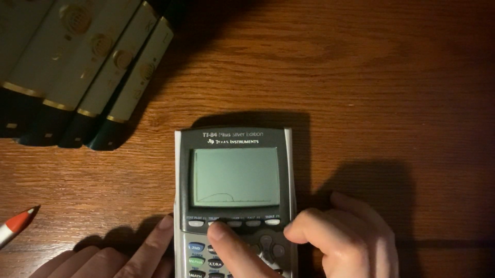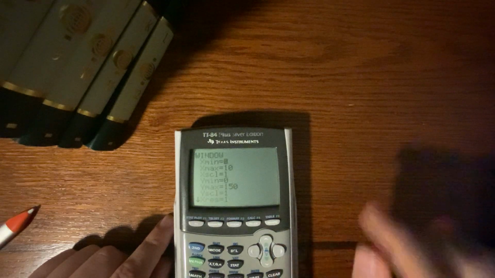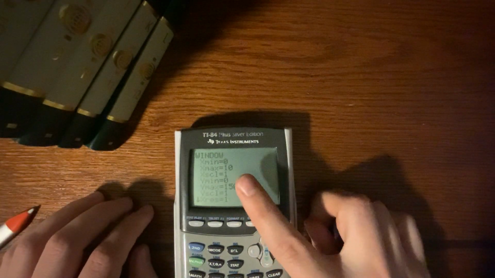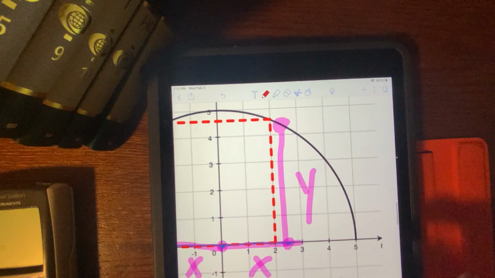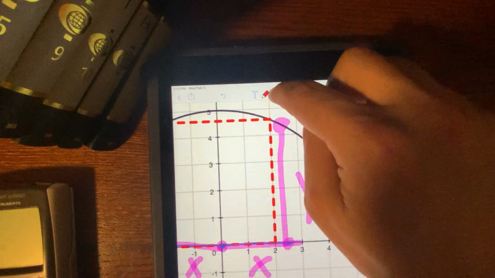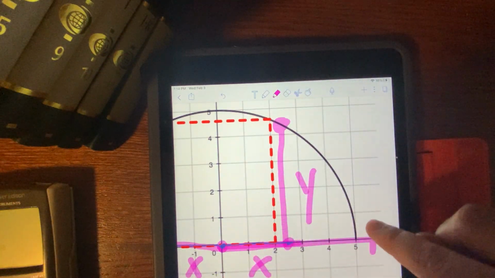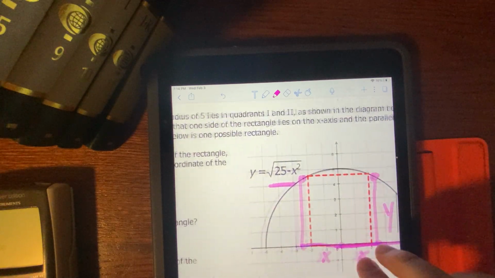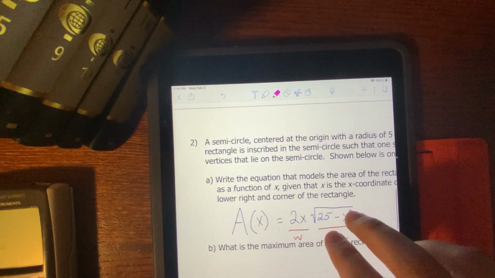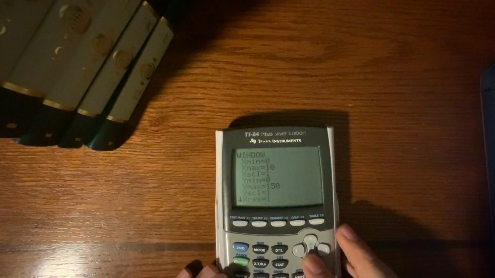I'm going to go to Window. My X-min, Y-min, those look great. My X-max, well, let's think about that. The X-max is going to be part of the domain. I can't put in any number bigger than 5, right? Because if I go bigger than 5, like 6, 7, 8, whatever, I'm not going to be able to fit underneath this semicircle. So that'd be no good. So keep that in mind. We can't go bigger than 5. So my X-max, I could shrink that down from 10. I could go to 5.